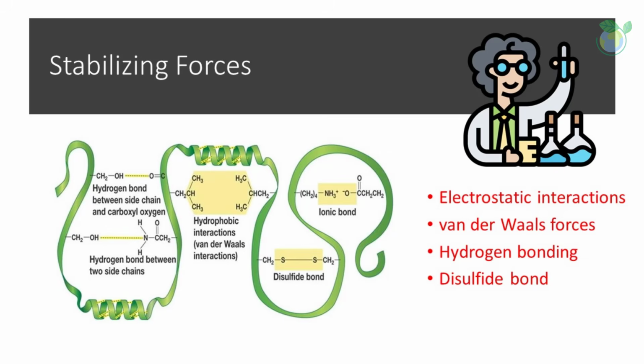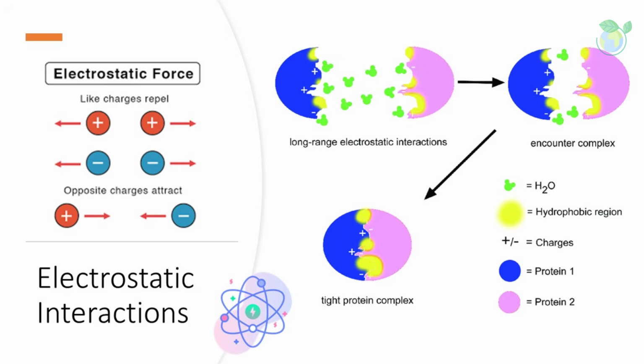Stabilizing forces are critical to support these protein structures. In fact, protein structures, from secondary to quaternary, are maintained by non-covalent forces. These include electrostatic interactions, van der Waals forces, and hydrogen bonding. Electrostatic interactions are a significant stabilizing force in a protein structure.